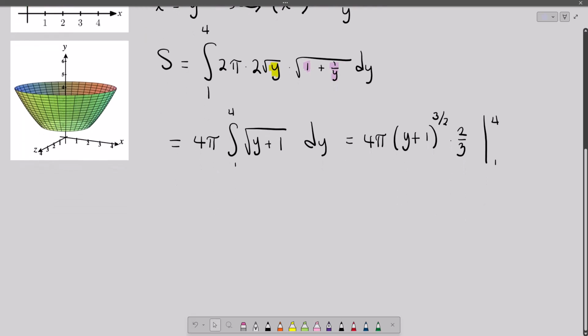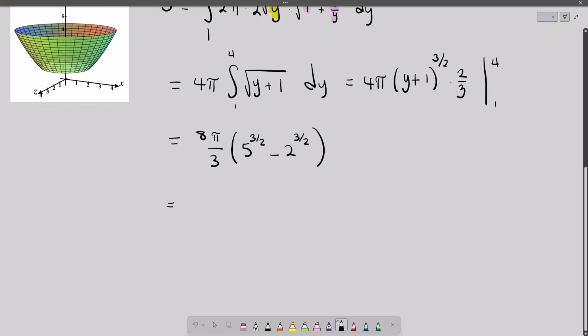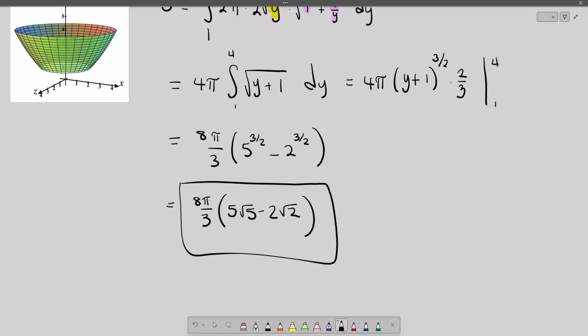There are the limits of integration. So we are going to have 8 pi divided by 3 out in front. And now we're going to plug the 4 and the 1 in there. We're going to get 5 to the 3/2 power minus 2 to the 3/2 power. And that's a totally fine answer. But if you're wanting to simplify this for some reason, good measure, or because you were asked to do it by somebody, you would do that. This is a totally fine answer, though, right there. But if you want to simplify it, that is the standard way to simplify 3/2 powers.